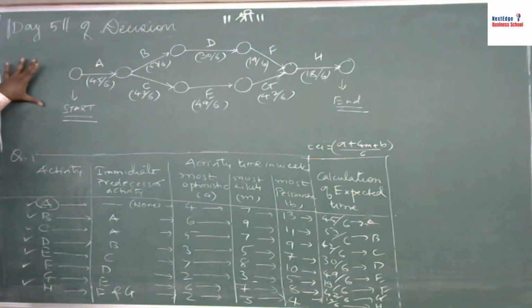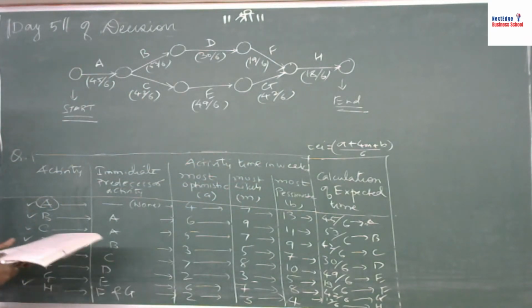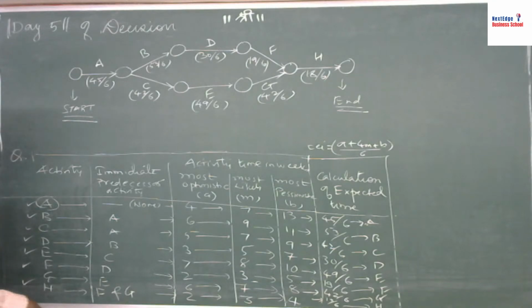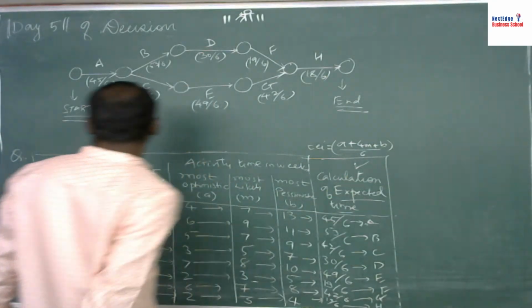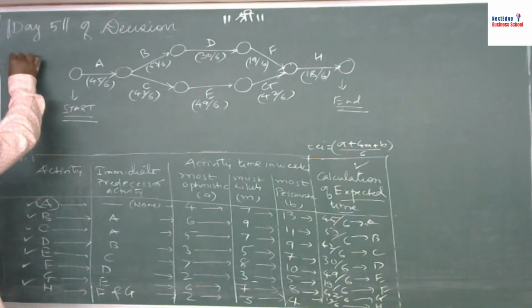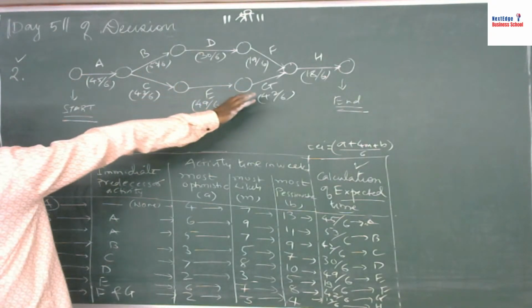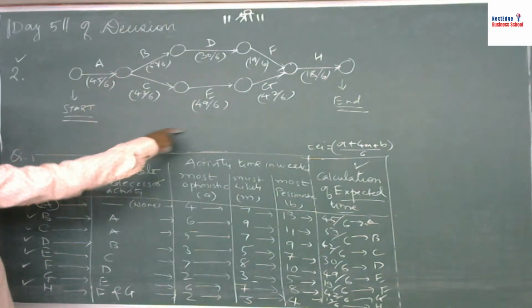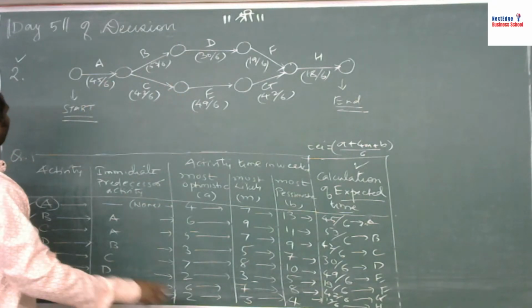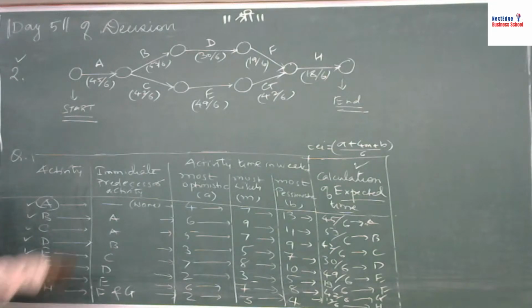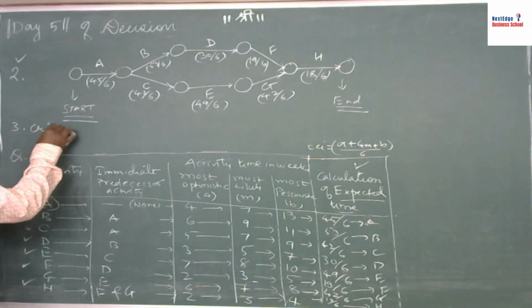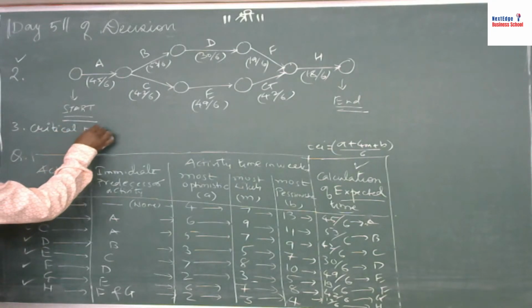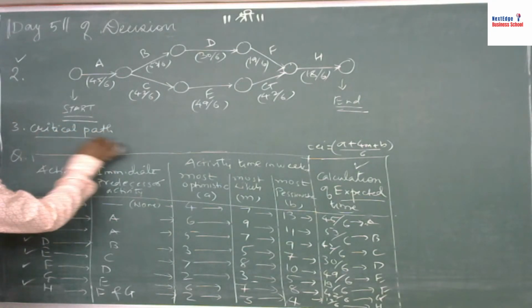So what is the third question they are asking? Question number 1 is done, we have calculated the expected time. Question number 2 was to draw the network diagram, we have done that, and to write the expected activity time on the given diagram, right? So question number 3 was to find the critical path, right? Critical path.